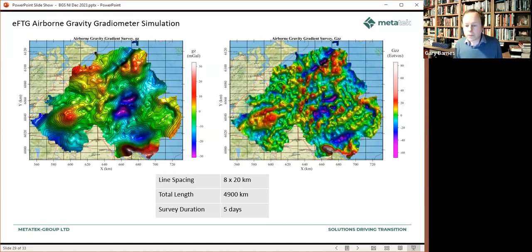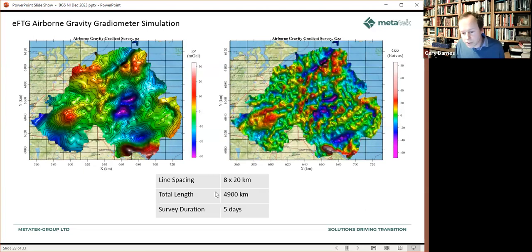So if we now go to half the line spacing, so we've got a line spacing of 8 kilometers now. So these are the flight lines going east-west, and we've got half the tie line spacing. So now we're down at 20 kilometers. So the tie lines are the north-south lines. The gravity field is now looking more high resolution. We've got a lot more detail in there. And the gravity gradient map is now really showing the trends in the data. And this survey takes about, I've estimated, 5 days and a total of roughly 5,000 kilometers.